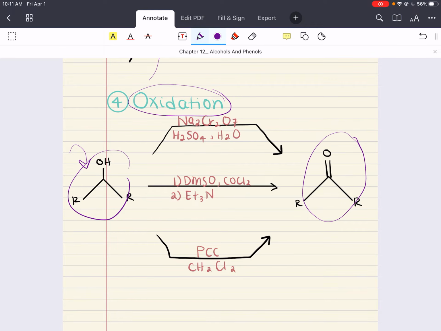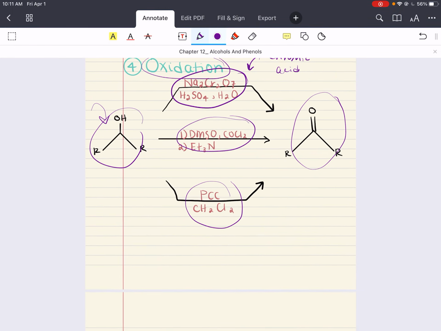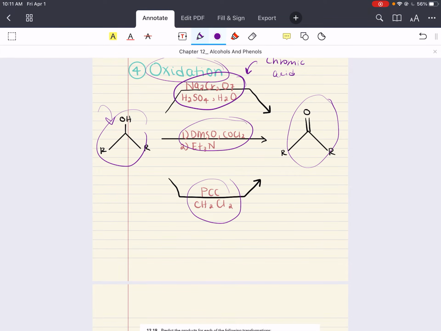We can convert an alcohol to a ketone or aldehyde in multiple ways. There are 3 sets of reagents that will accomplish this. You can use chromic acid to accomplish this reaction. One note on chromic acid, and this is very important: it will only work on a secondary alcohol. A secondary alcohol can be converted to a ketone.